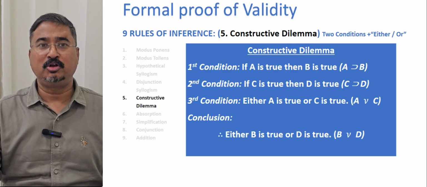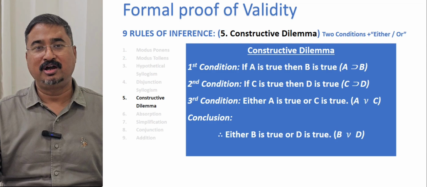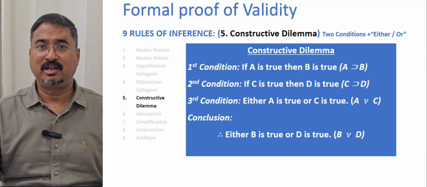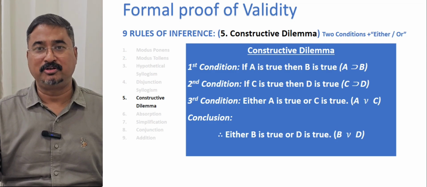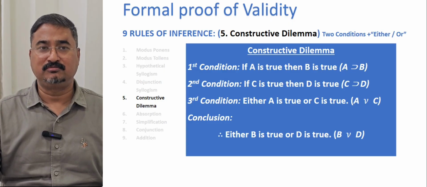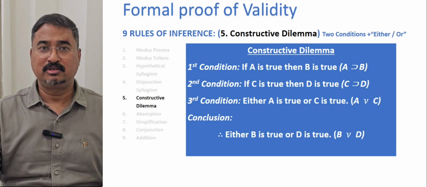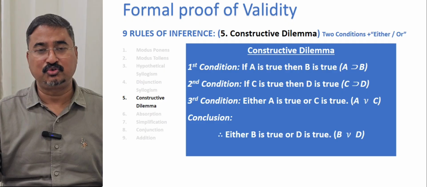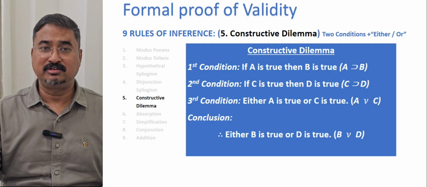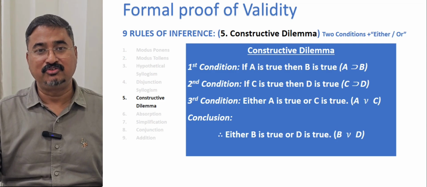It allows us to combine two conditional statements and a disjunction, meaning an either-or statement, to reach a logical conclusion. Here, the first condition is: if A is true, then B is true. The second condition is: if C is true, then D is true. The third condition is: either A is true or C is true. So the conclusion, therefore, is either B is true or D is true.